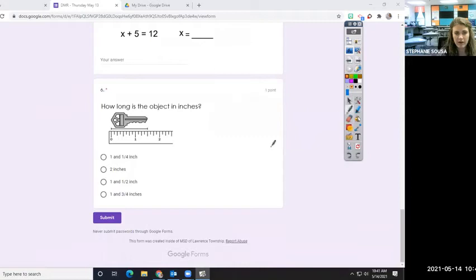And finally, how long is this object in inches? We go from 0 to 1. We're not at 2, so 2 inches goes away. Now we're going to count our fourths. 1/4, 2/4. 2/4 is the same as 1/2, so 1 inch and 1/2 inch.